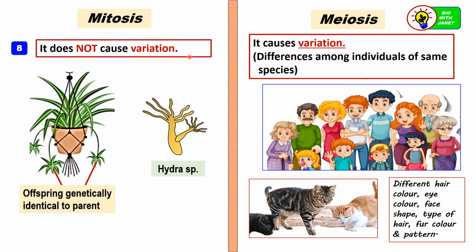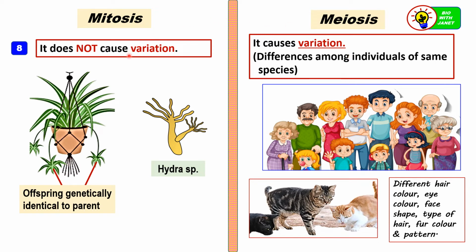Difference number 8. Mitosis does not cause variation to occur, but meiosis causes variation to occur. Variation means the differences among individuals of the same species. For example, even in a family, there are differences in the type of hair and the color of the hair, eye color, face shape, blood group, and so forth. So all these differences are called variation.